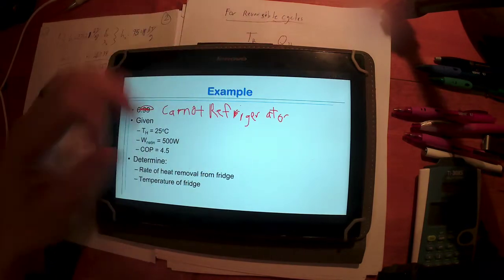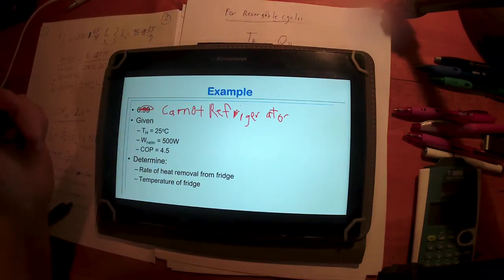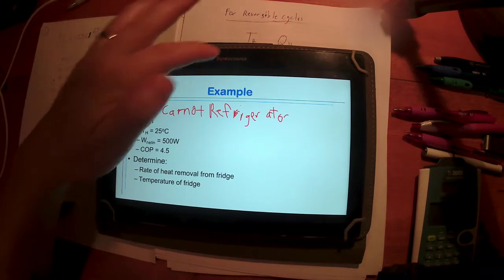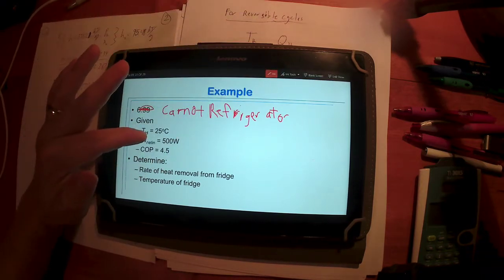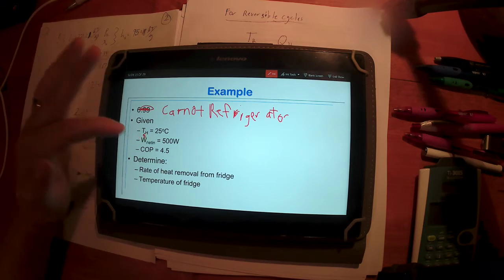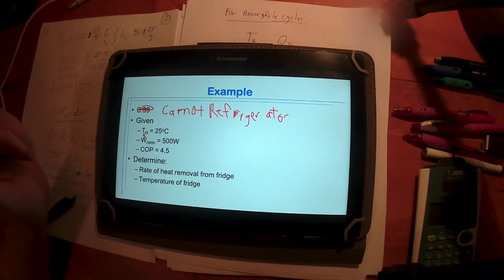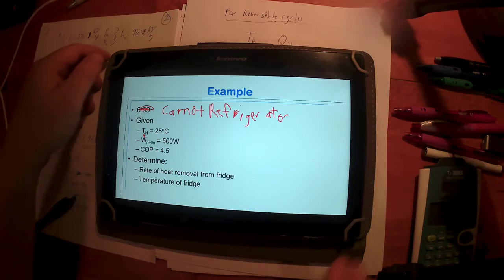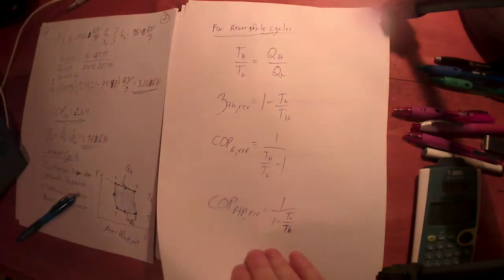So the problem statement would tell us that we have a Carnot refrigerator operating in a kitchen at 25 degrees C. The power input to the compressor, put a dot above that, is 500 watts. If it's operating with a COP of 4.5, determine the rate at which it's removing heat from the refrigerated space, and also determine the temperature inside the refrigerated space. Well, this one's not too bad.